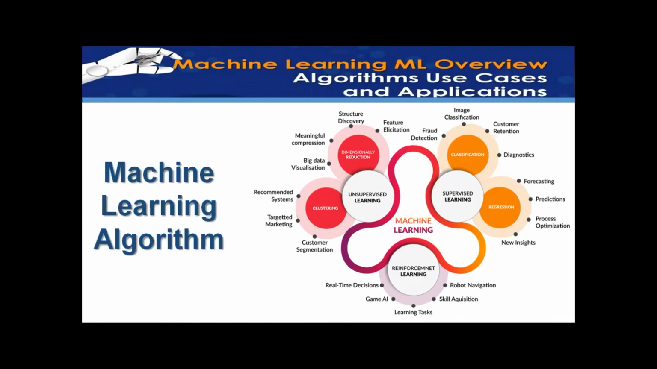to achieve the best possible result. So in the reinforcement learning method, we can go for robot navigation, skill acquisition, then learning tasks, then gaming, and then real-time decisions, and even driverless cars. Everything comes under this reinforcement learning method. So this is all about the approaches of machine learning.